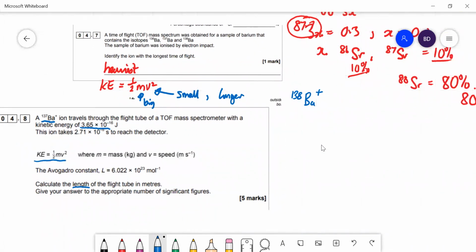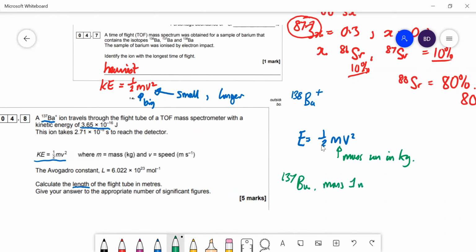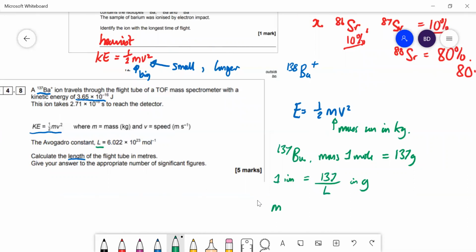Okay, so let's write down the equation there. So we've got kinetic energy. I'll just write down E is equal to a half mv squared. Now, m is the mass of the ion in kilograms. All right, now we've got 137 barium, so mass of 1 mole is equal to 137 grams. So therefore the mass of 1 ion is going to be 137 over the Avogadro constant. Let's just write down L, and that's in grams. But we've got to convert it into kilograms, so the mass of 1 ion in kilograms is going to be that divided by 1,000, so that's 137 over 1,000 L.